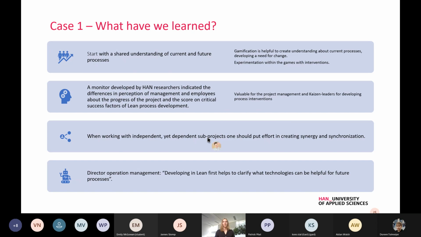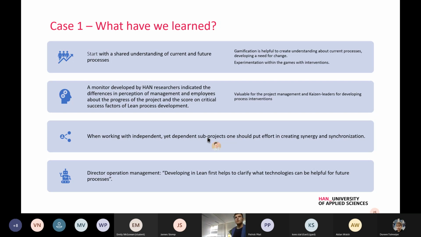As I mentioned before, they worked with four Kaizen groups or project groups, and it was very helpful during the project that they started with this improvement week, where they came together and created a vision of where they wanted to go. That shared understanding of the current and future processes helped to take the steps within the projects, so that they all went in the same direction. To create this shared understanding, they developed a game. And Mitchell, would you like to share your thoughts on this game?